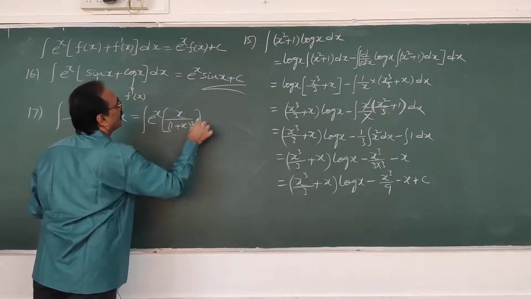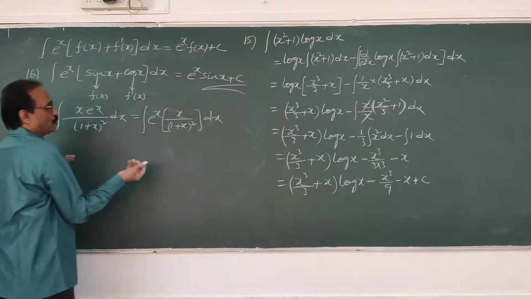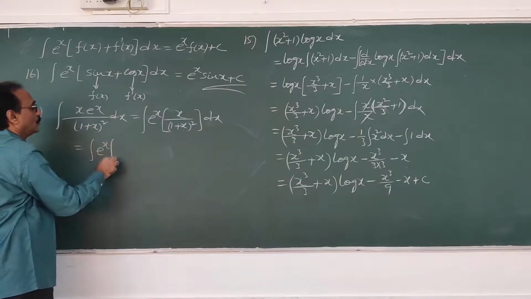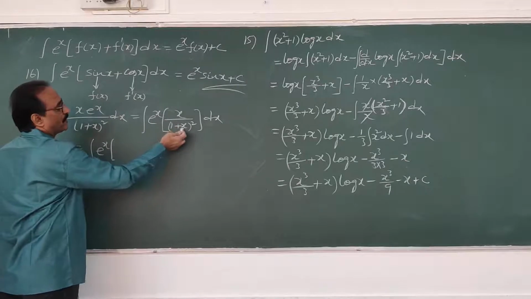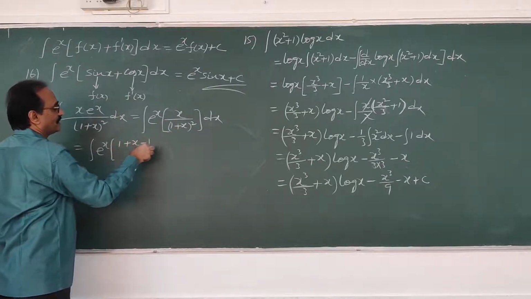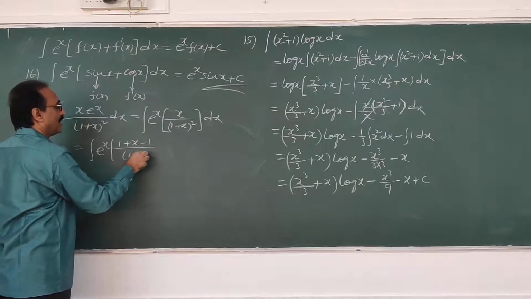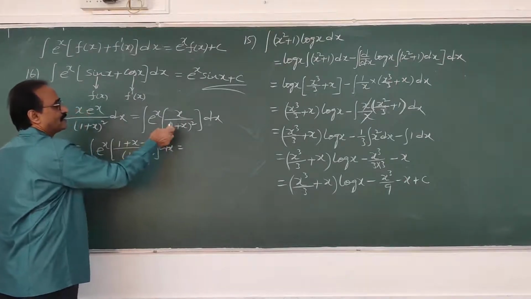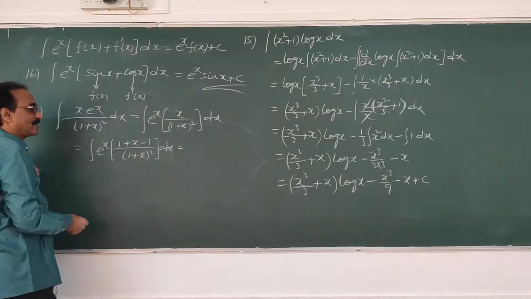So now I want f of x plus f dash x. How to do it? Simply think, e power x into, here x is in the numerator and the denominator is 1 plus x whole square. So add 1, subtract 1. In this case, the denominator will help you know what to do. So therefore I did it like this. Add 1, subtract 1.